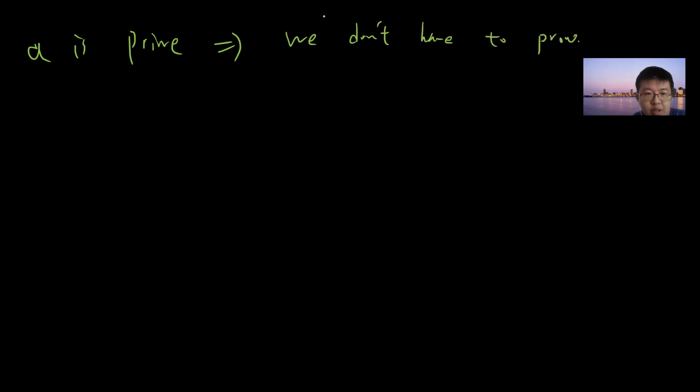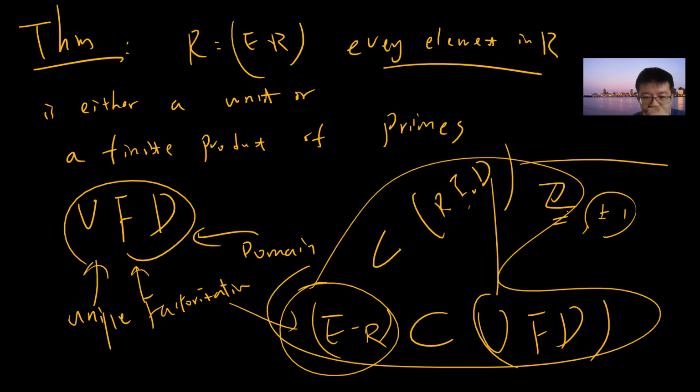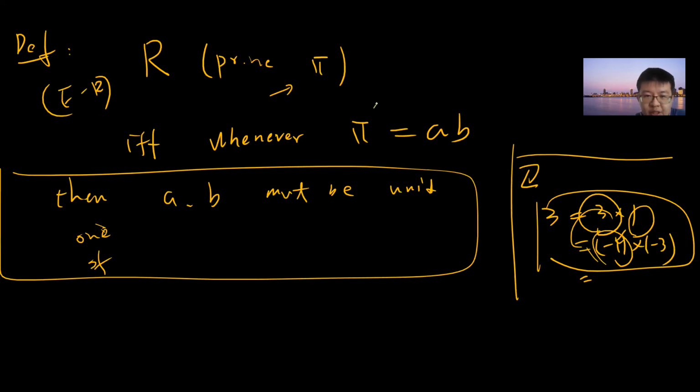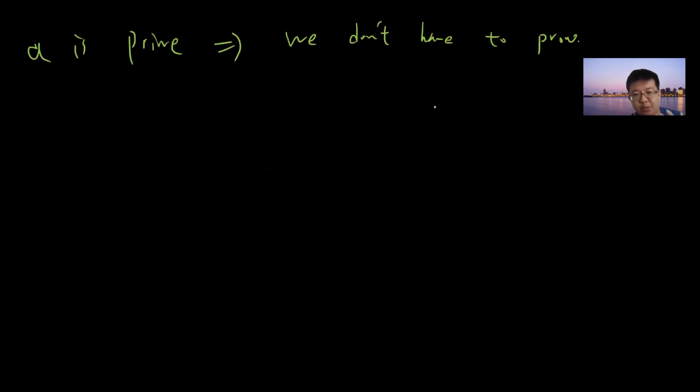If A is prime, we don't have to prove anything. The reason is that if A is prime, then by definition one of its factors must be a unit. What I will try to prove is that A is a product of primes, but A is already prime, so I don't have to prove it. Okay, so we can assume that A is not prime.